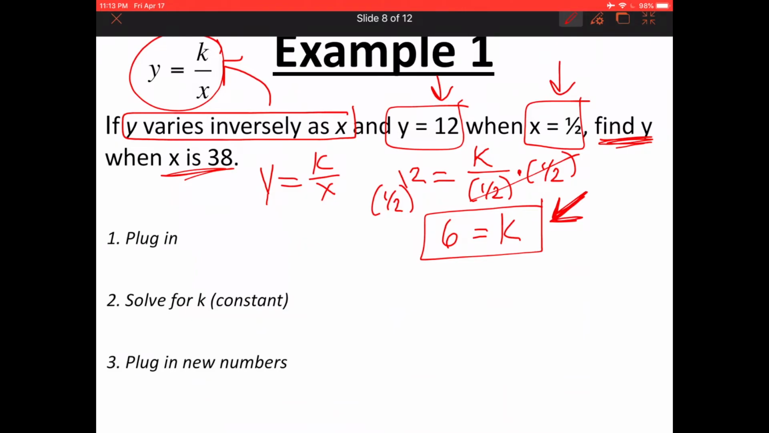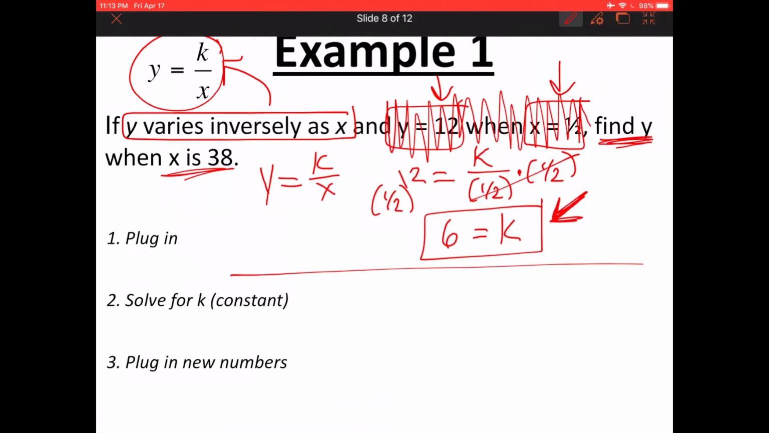So here's my constant of variation. Now that I've used 12 and 1/2, cross them out. Don't even get thrown off by them. Now let's plug in the second set of numbers. So here's my original equation, and they're telling me to find y.